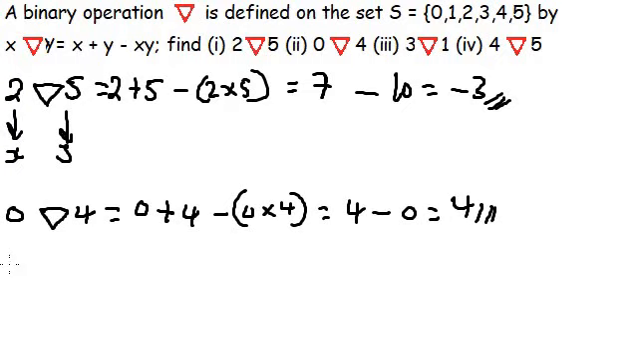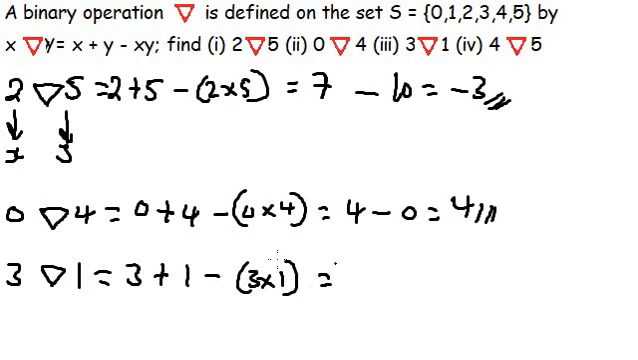Now onto the third one, 3 inverted triangle 1. This is our x, this is our y. Then we have 3 plus 1 minus 3 times 1. If we add this up, we have 4. The 3 times 1 is 3. And subtracting that, we are left with 1.